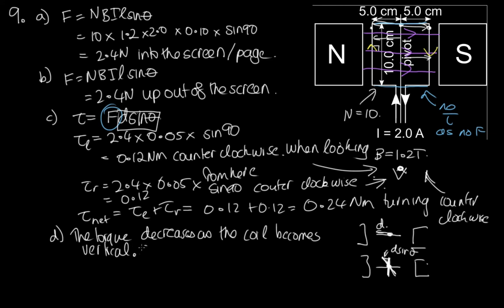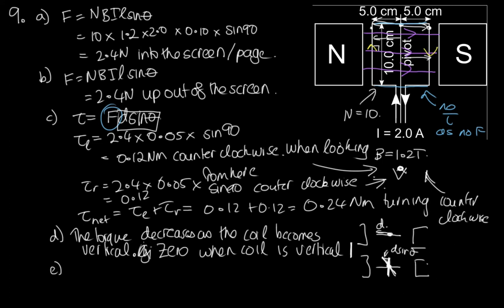And so it's going to be 0 when the coil is vertical. So that's when we're looking from this end, and when the coil's aligned like that, then there is no torque. So part E, what would be the effect of using an alternating current in a setup like this?